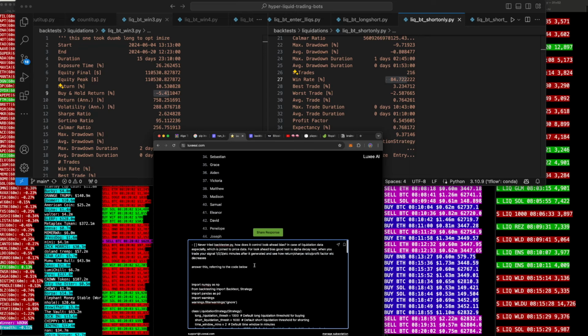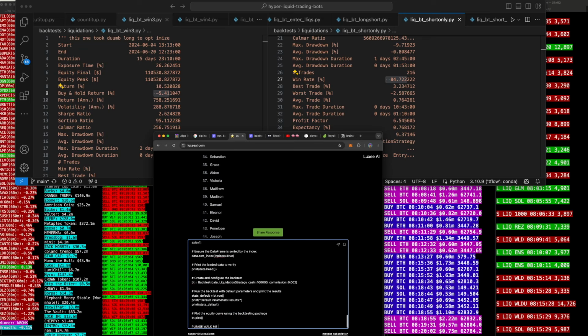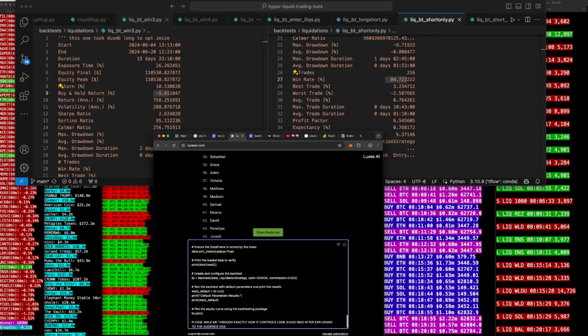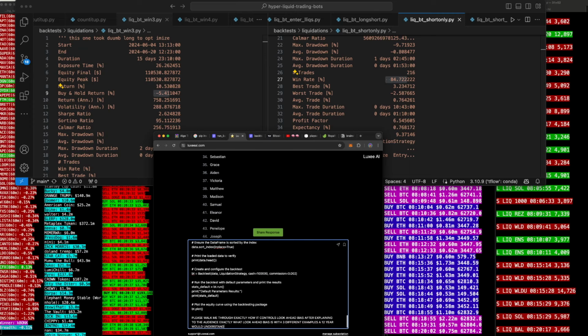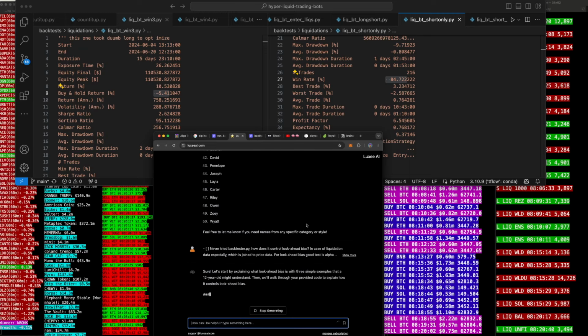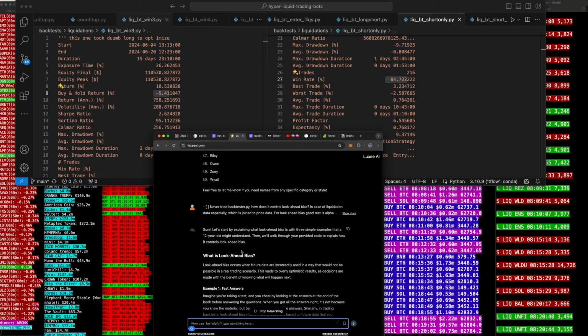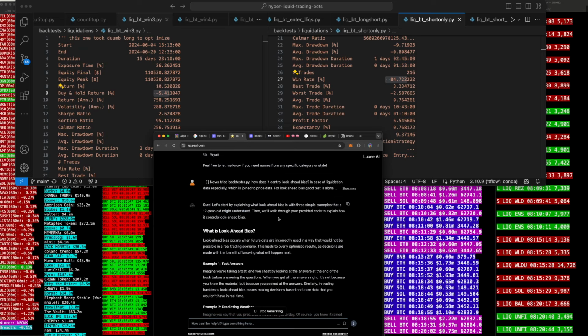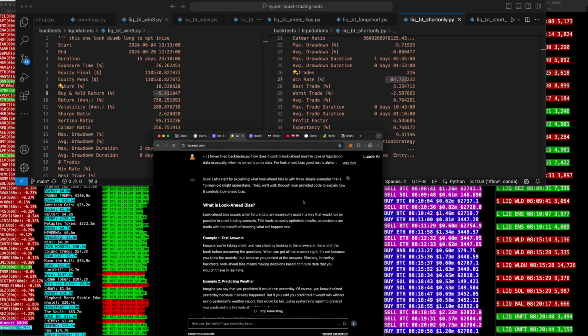So answer this, and I'm gonna say, please walk me through exactly how it controls look-ahead bias after explaining to the audience exactly what look-ahead bias is with three different examples a 12-year-old would understand, because my brain is like 12, so that's why I always try to dumb it down, you know. Not for you. I know you can handle anything, but I have a peanut brain. So sure, let's start by examining what look-ahead bias is with three simple examples that a 12-year-old might understand. Then we'll walk through your provided code to explain how it controls look-ahead bias.